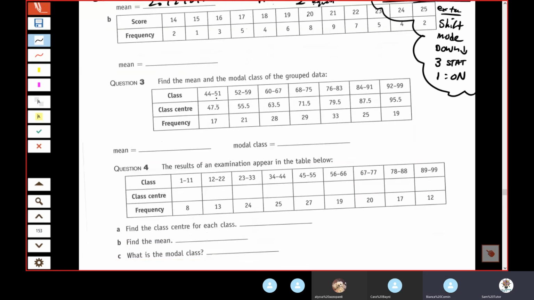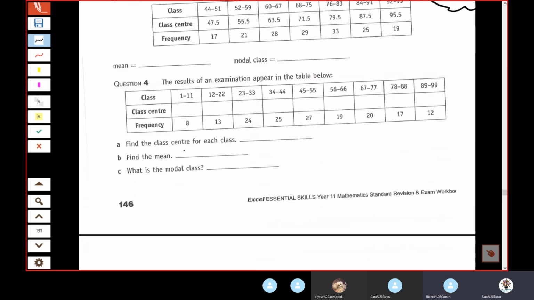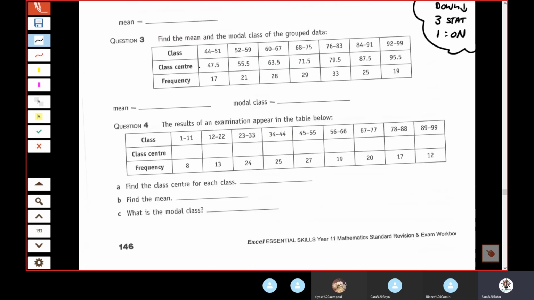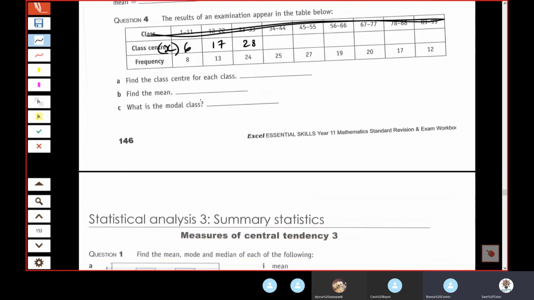Okay. Class centers, we've already spoken about that. That's nothing, that's just all calculator work. Just remember, if you've got a class, you can't actually find anything to do with the class. You've got to find the class center. So add them up, divide them by 2. Add them up, divide them by 2. So that's 34, half of 34 is 17. 56, half of 56 is 28, and so on. Once you've got that, that becomes your X. Your class center is your X, not your class. You can't do anything with your class.